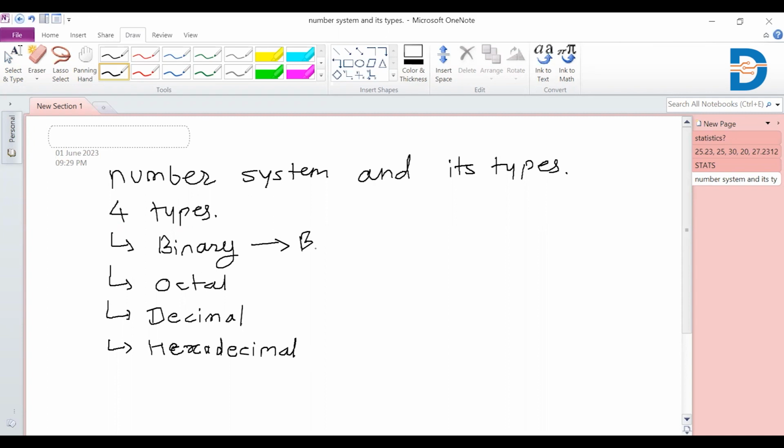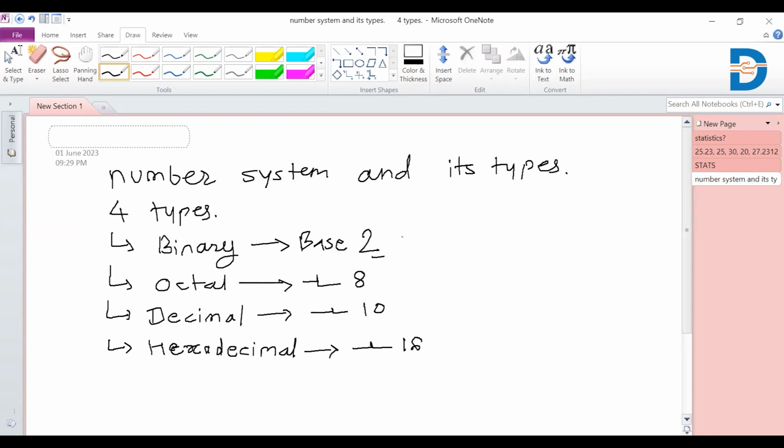Binary means what? The base of binary number is 2. Octal means the same: base of octal number is 8. Then decimal: base of decimal number is 10. And what is hexadecimal? Base of hexadecimal number is 16. Now see, what is the meaning of this base? Basically, base means how many numbers we are going to use to create the number.